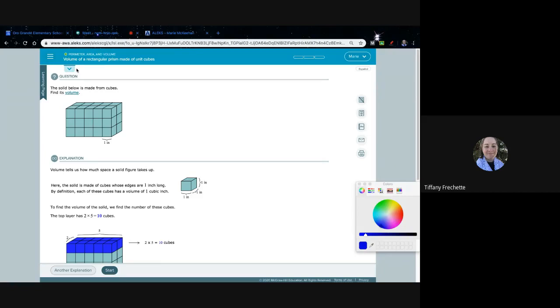Volume of a rectangular prism made of unit cubes. All right, so we've done a few things with volume and rectangular prisms. Volume is just the amount of space that an object takes up in three-dimensional space. So not just two-dimensional, not length and width. Now we're talking about length, width, and height.